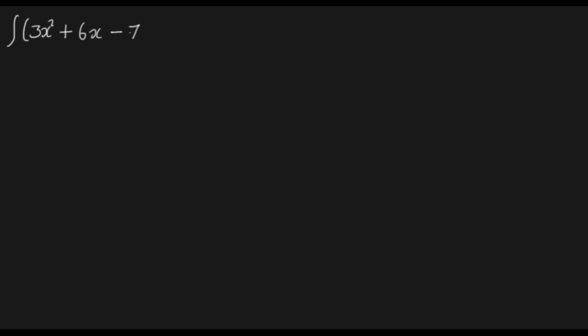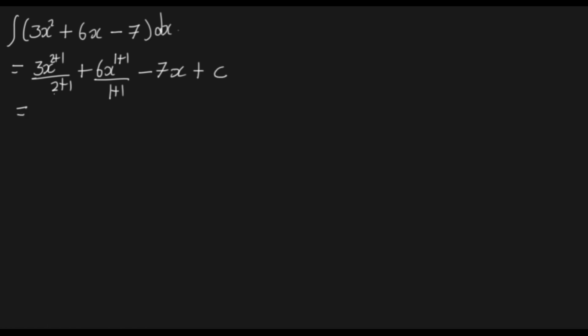minus 7 dx. So this can be integrated as, let's integrate the first part, 3x raised to the power 2 plus 1 over 2 plus 1, 6x raised to the power 1 plus 1. If the power is not shown, it means it is raised to the power 1, over 1 plus 1. Then our 7 is a constant, so 7 times x becomes 7x plus c.